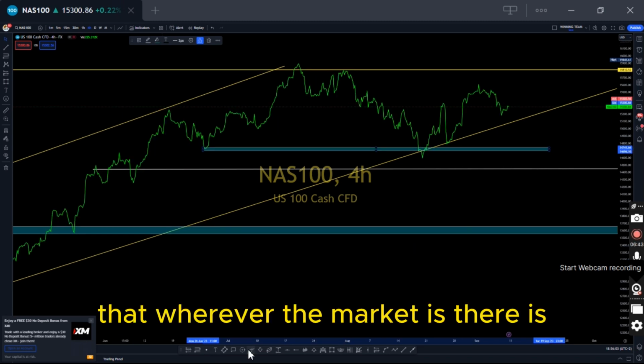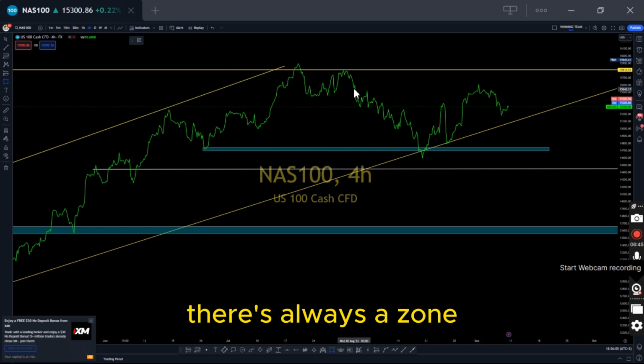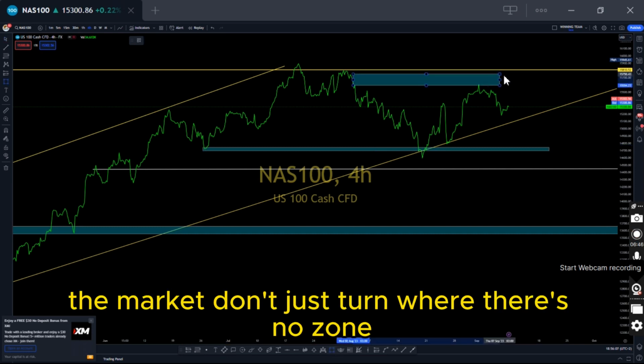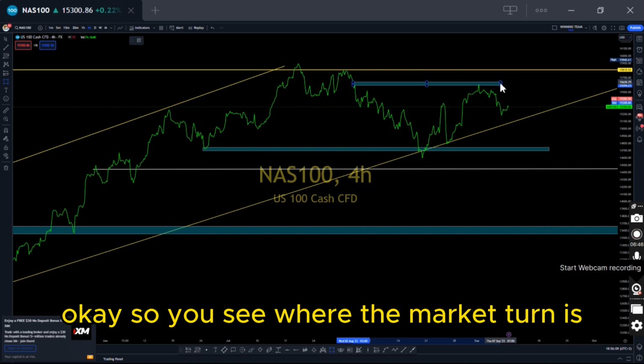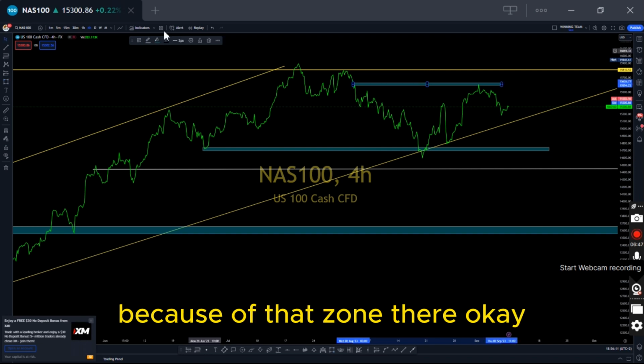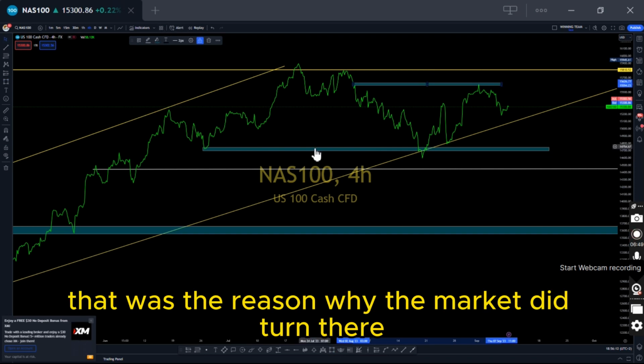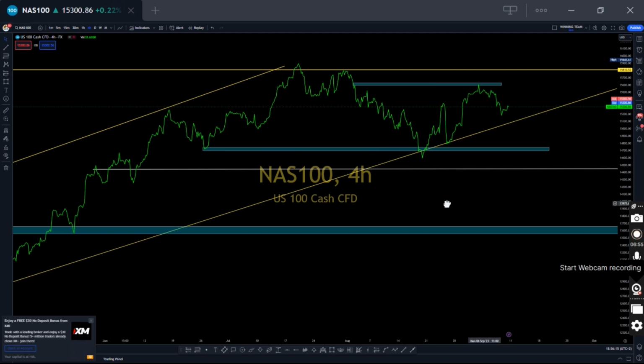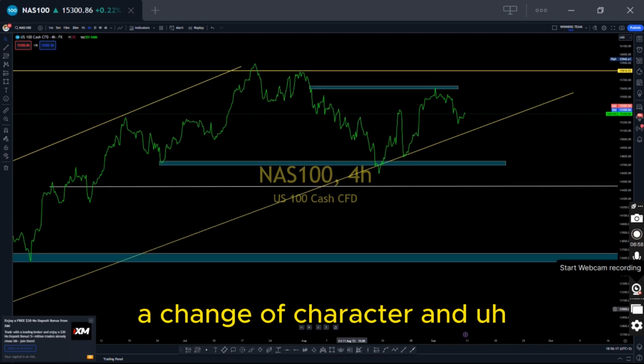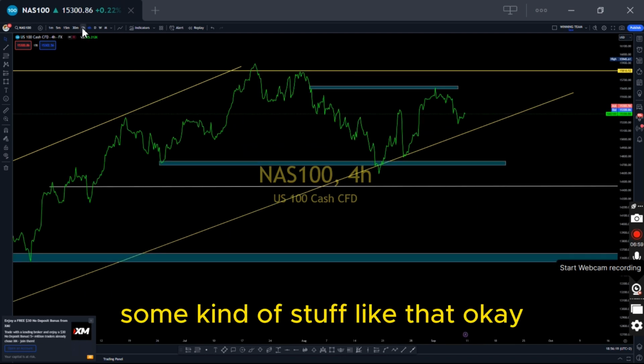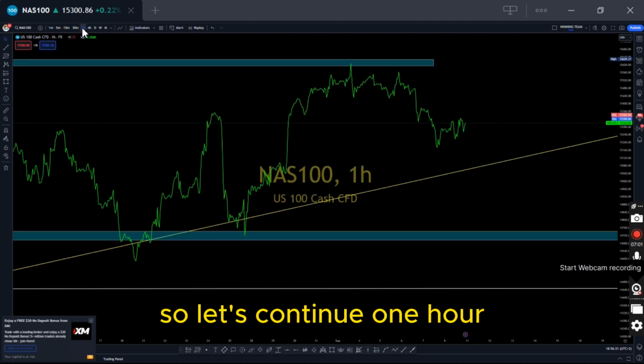that wherever the market is, guys, there's always a zone. The market doesn't just turn where there's no zone. So you see where the market turned is because of that zone there. That was the reason why the market did turn there. So now we're going to be looking at things like a change of character and some stuff like that. Okay, so let's continue.